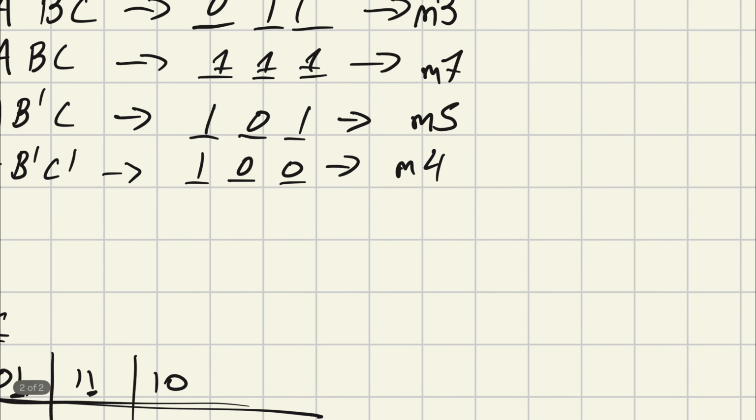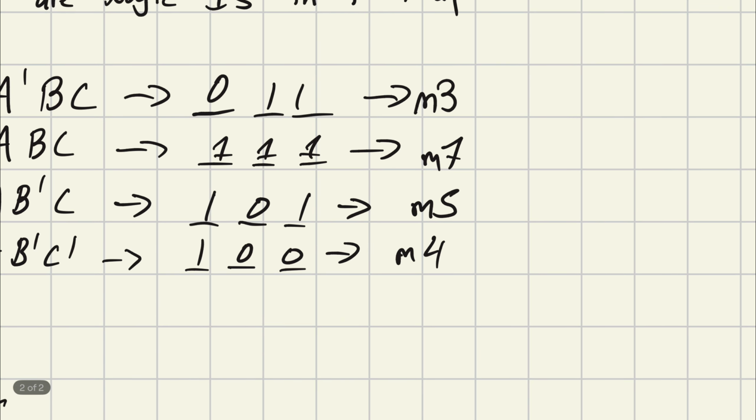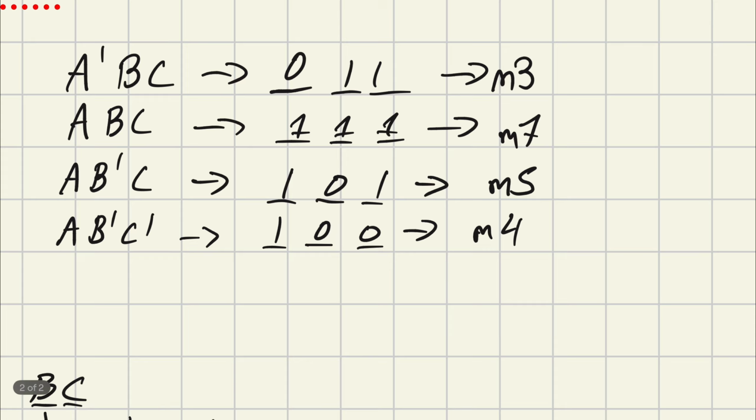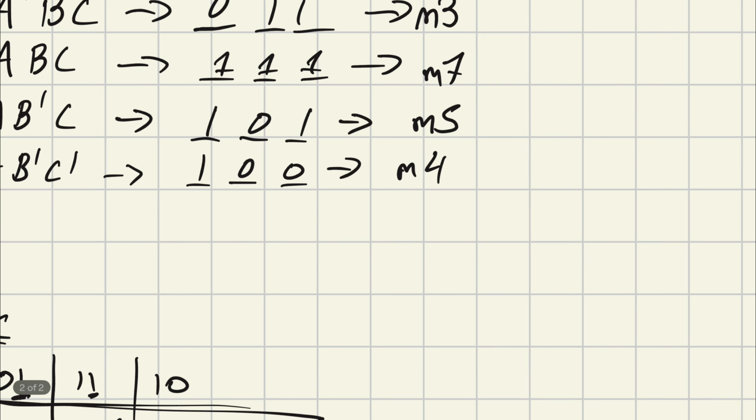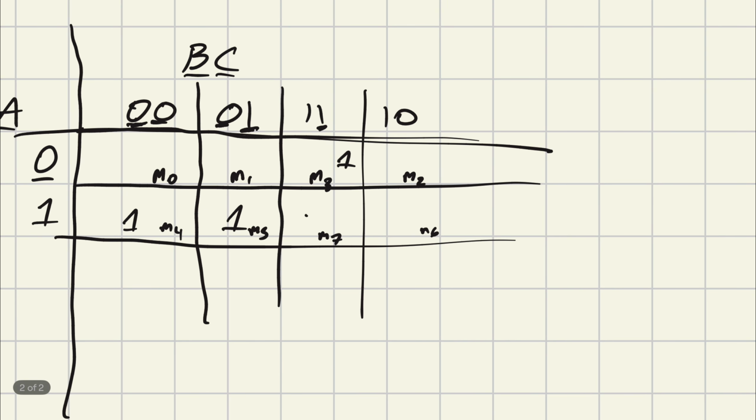Now we know what our logic ones also are. They correspond to M3, M7, M5, and M4. We found that by identifying the terms in our logic expression. So let's go ahead and put logic ones in those areas. So M3, M4, M5, and M7 as well. Now we've put our logic ones, we can assume that there will be logic zeros everywhere else.